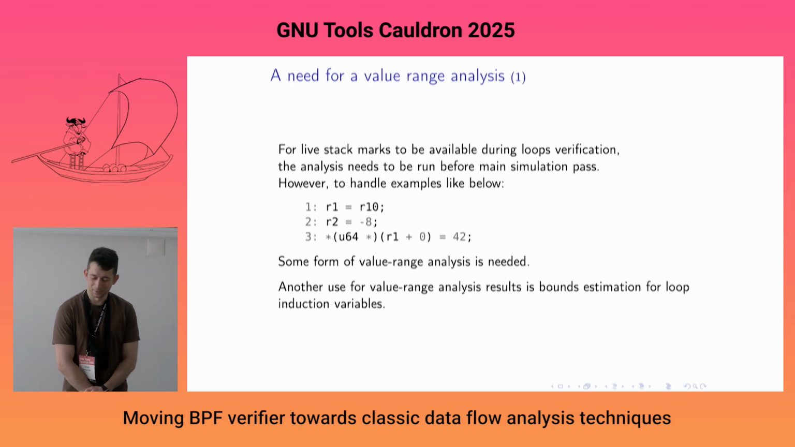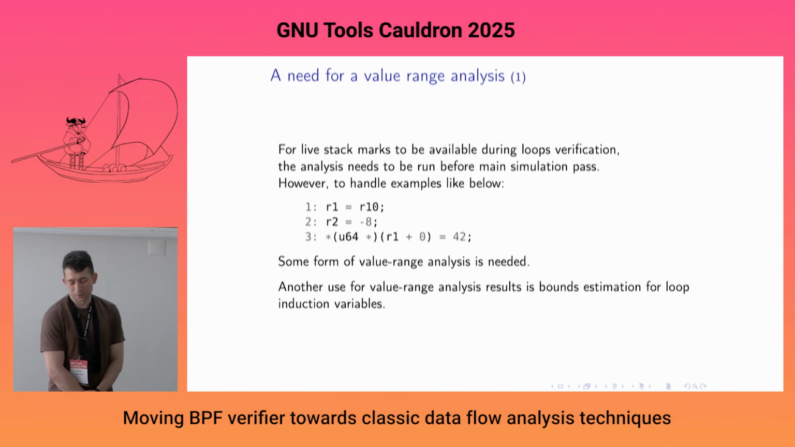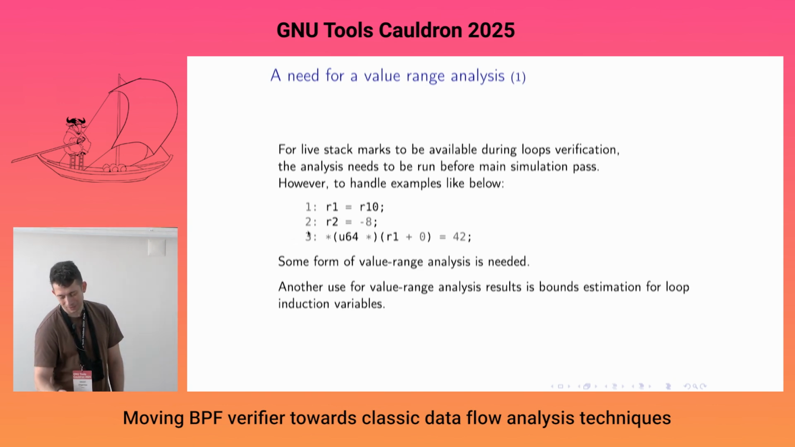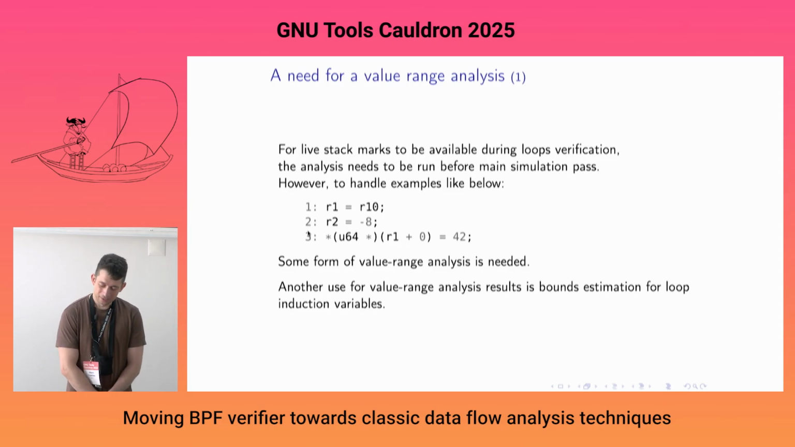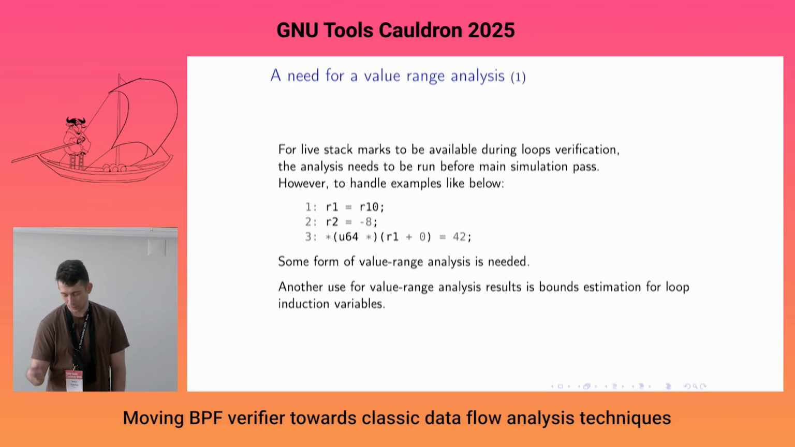And yeah, so the next step is we want to have these read marks available when we do cache pruning inside the loops. And for this, we need to actually reason about this program in terms of what might be the value of R2 had it been here like a plus instruction, I'm sorry. And for this, we need some value range analysis. And another use for it is we want to use it for induction variable bounds in order to do some widening when we process this next call.